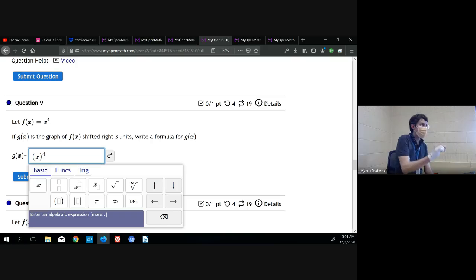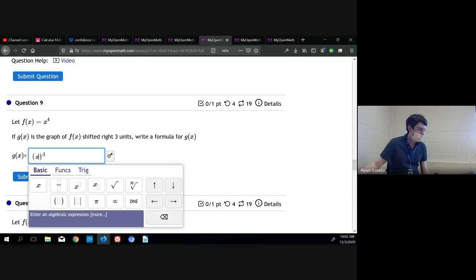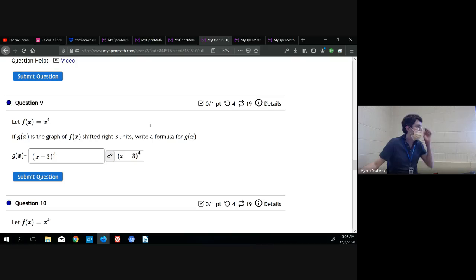Let's make sure you understand this. Basically, the square root is just like the parentheses. For number 9, it's going to be a horizontal shift, so I have to come in with the X here. The X is negative, and then 3, so I'm going to do the square root of negative X minus 3. That turns the negative X to positive. I got it, because it's going the opposite direction. Yeah, that's the answer.